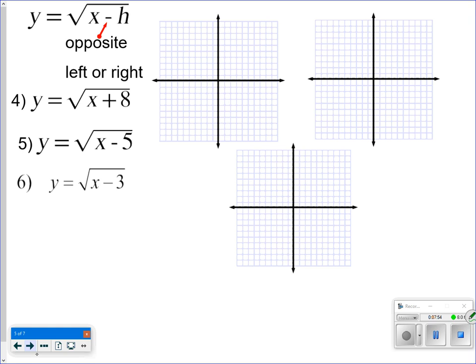Okay, now let's look at some that have a number h with the x value. So remember, this tells us that we are going to either move to the left or to the right, but you have to go the opposite direction of whatever the sign says.